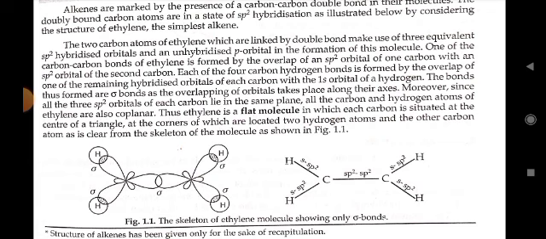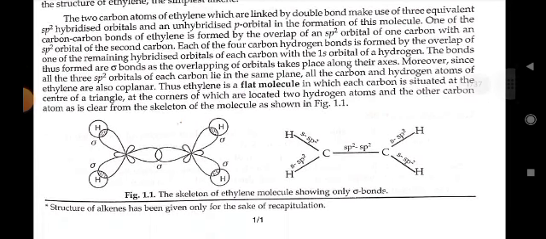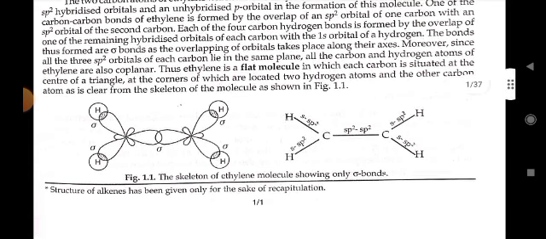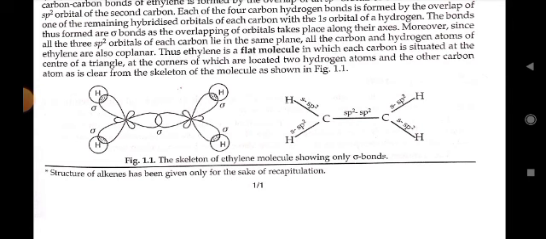The bonds thus formed are sigma bonds as the overlapping of orbitals takes place along their axis. Moreover, since all the three sp2 hybrid orbitals of each carbon lie in the same plane, all the carbon and hydrogen atoms of ethylene are also coplanar. Thus, ethylene is a flat molecule in which each carbon is situated at the center of a triangle, at the corners of which are located two hydrogen atoms and the other carbon atom, as is clear from the skeleton of the molecule.